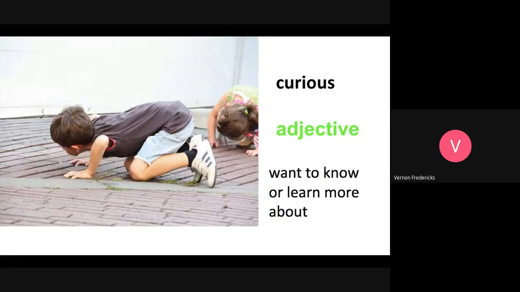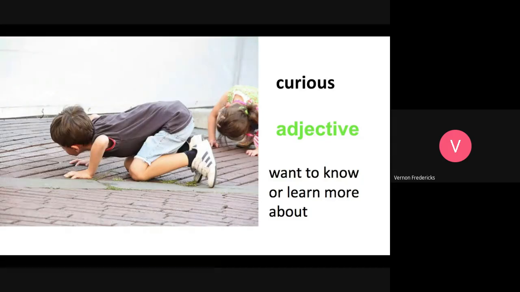The next word is curious. As you can see on the screen, curious is an adjective. The word form is an adjective. You want to know or learn more about something, you are curious. So some people are very curious. They want to learn new things. They want to learn how to make new things. So they are curious in terms of finding out.